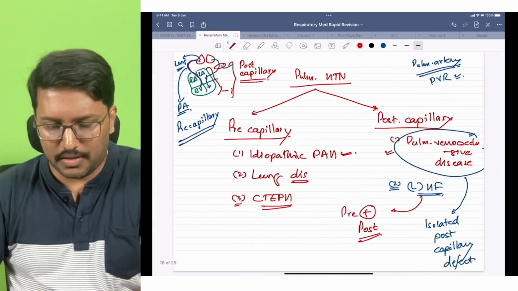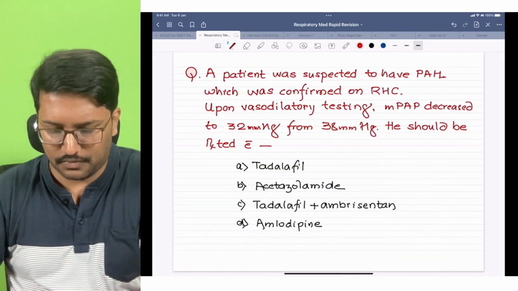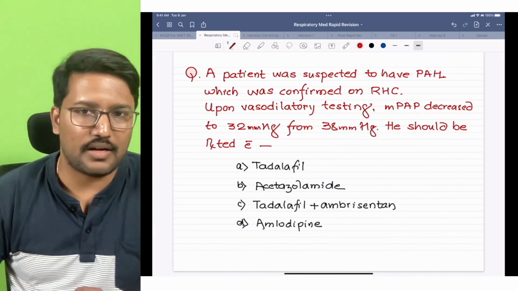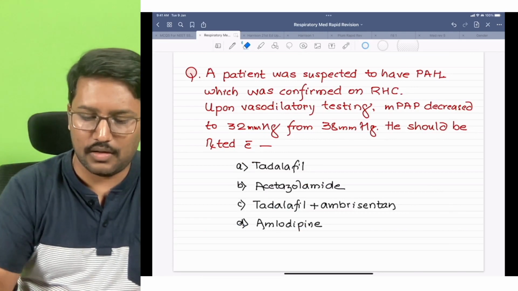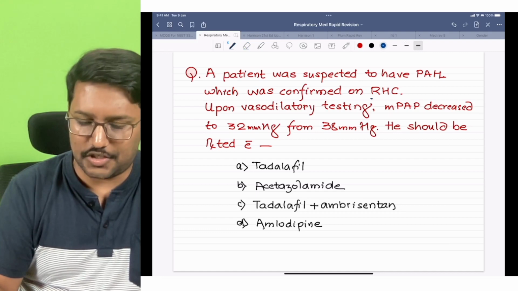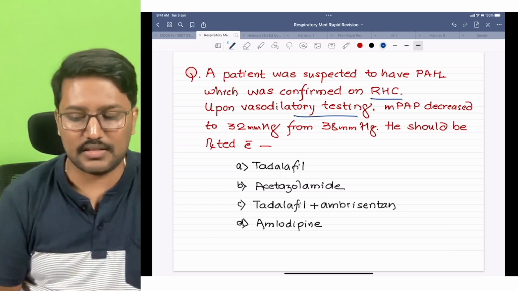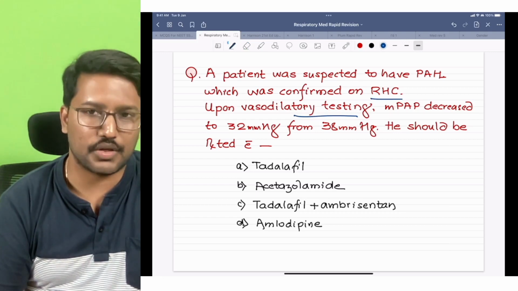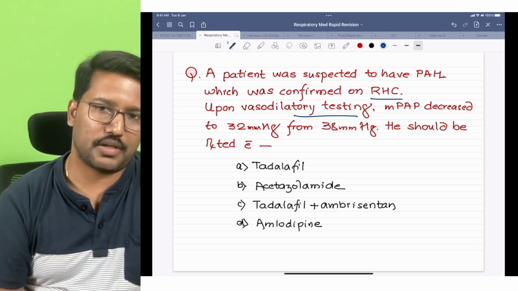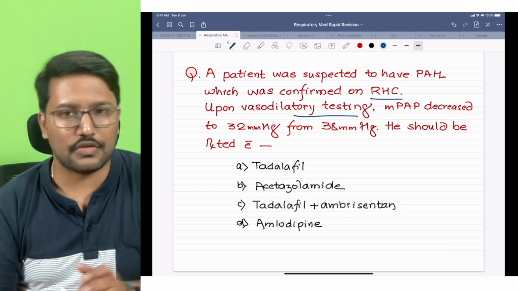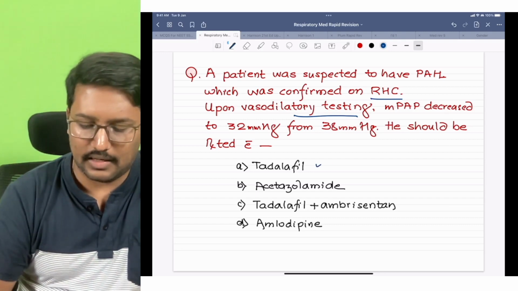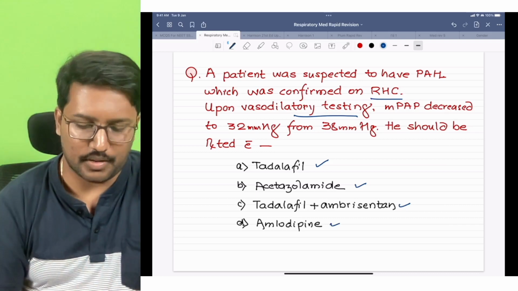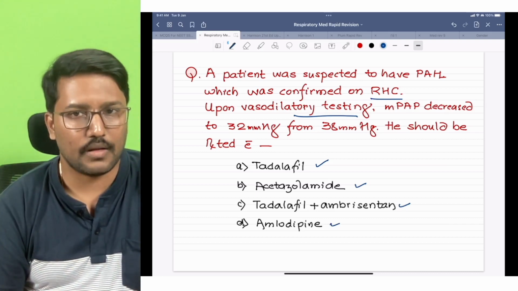Okay, now let me take you to the final question for the day. A patient was suspected of having pulmonary arterial hypertension, which was confirmed on right heart catheterization. Upon vasodilatory testing, his mean pulmonary arterial pressure decreased to 32 millimeters of mercury from 38 millimeters of mercury. He should be treated with which of the following drugs? Tadalafil, acetazolamide, tadalafil plus ambrisentan, or amlodipine, right?